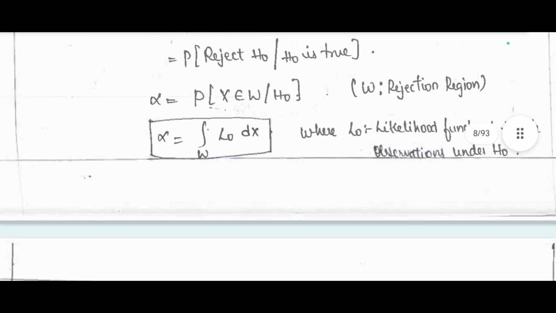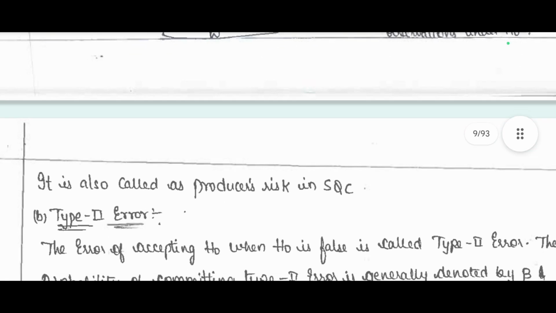So what is L naught here? What is W here? W is the rejection region, and L naught is the likelihood function under H naught. Next, it is called the producer's risk, which is also used in SQC.